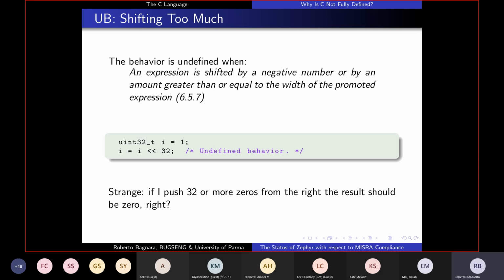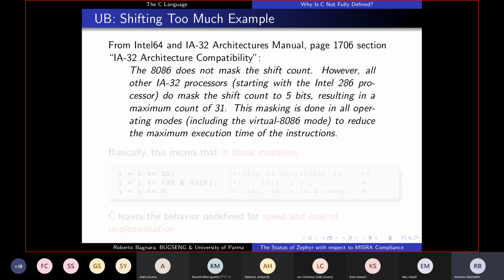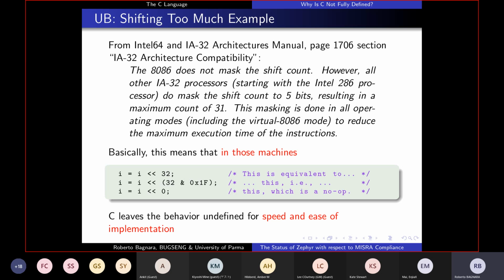What is less easy to understand is why it should be undefined behavior shifting a 32-bit quantity 32 bits to the left. One might say, well, if I'm pushing 32 or more zeros from the right-hand side, the result would be 0, no? And the answer is no, because on very popular architectures, such as the Intel main architecture, the first thing that happens to the shift count is that it is masked. Only the low-order 5 bits are retained, meaning that for example, shifting by 32 positions is the same as shifting by 32 masked, which is the same as shifting by 0, which does nothing. So you believed that the result would be 0, whereas in reality, on this architecture, shifting by 32 is a no operation.